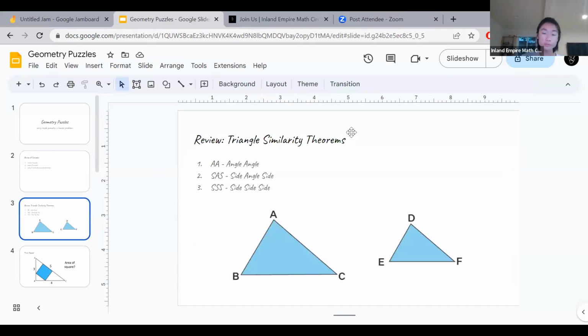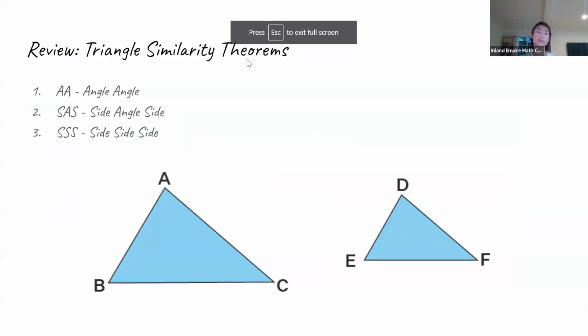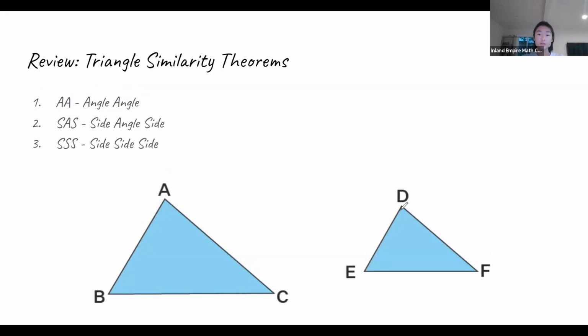All right, so first review, some basic triangle similarity. So remember the three similarity theorems, right? We have AA, which is the angle-angle theorem. We have SAS, the side-angle-side. We have side-side-side, which is where all the sides are in the same ratio. So let's go over those real quick on these two triangles. For angle-angle, it's saying that if any two angles of these triangles, the matching angles, are the same, then the triangles are similar.